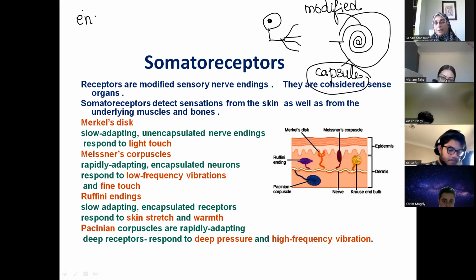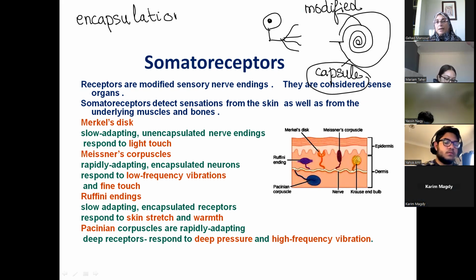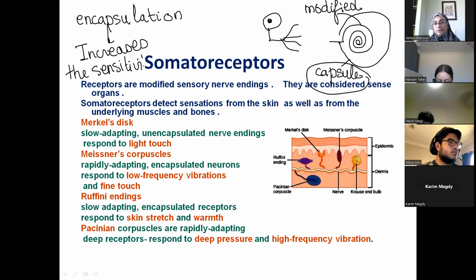فالencapsulation, what's the importance of having a connective tissue capsule around the sensory receptor? Encapsulation increases the sensitivity of the receptor. يبقى the more encapsulated the receptor is, the more sensitive the receptor is. So it increases the sensitivity of the receptor.